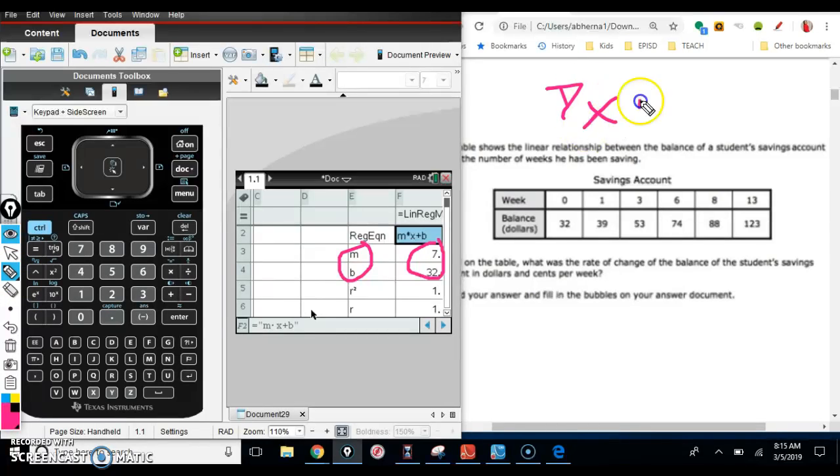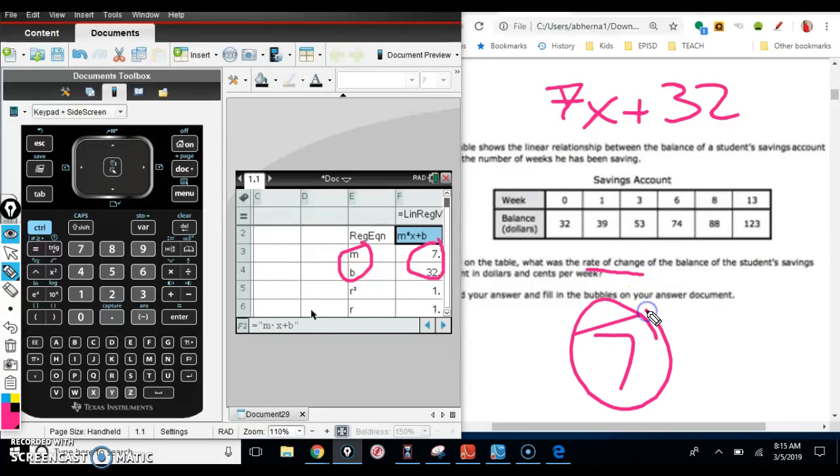So going back to the problem, it was asking for the rate of change. So all I need to do is write 7, and that would be my answer. Again, if I have 2 points, so I'll pretend that they only gave me this, same thing, I could enter my 2 points, and then have it calculate the slope for me.